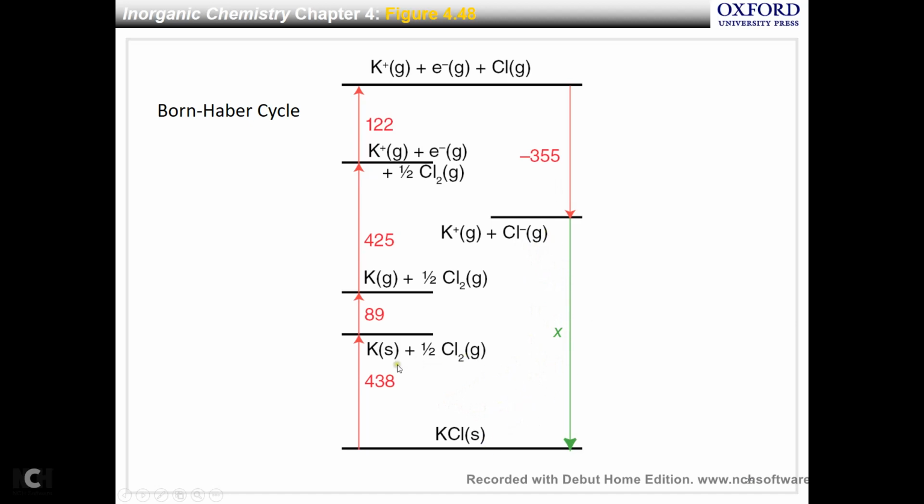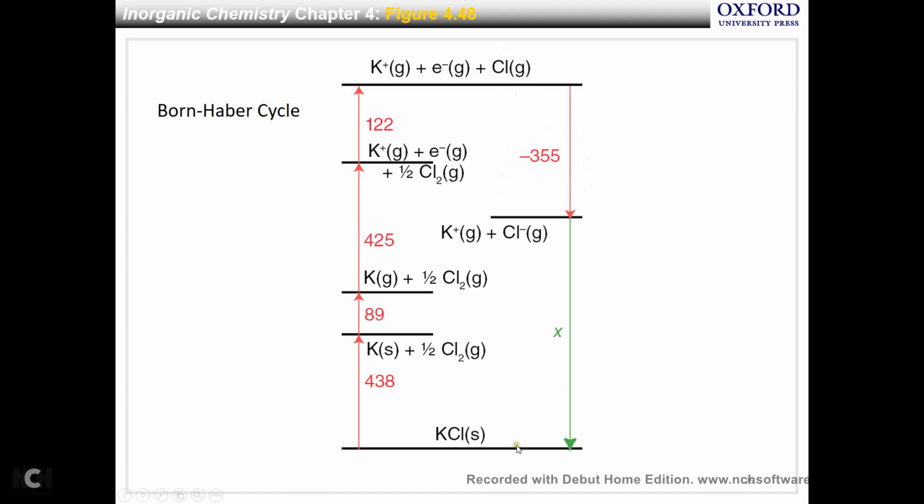Well, somehow we can combust potassium in chlorine gas. We can form KCl. We can measure the enthalpy change of this reaction. And from here to here, this is the sublimation of potassium. We can measure the enthalpy change of this process as well. From here to over here, that's just the ionization energy of potassium. From here to here, that's the decomposition of the chlorine molecule into chlorine atoms. And from here to here, this is simply the electron affinity of chlorine.